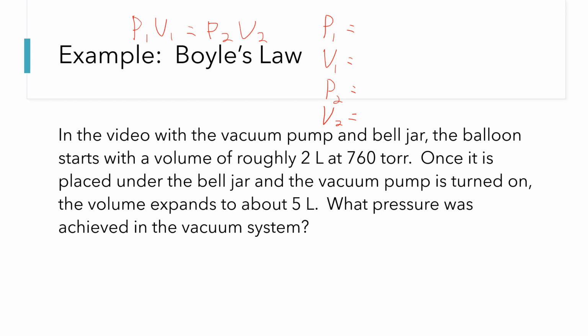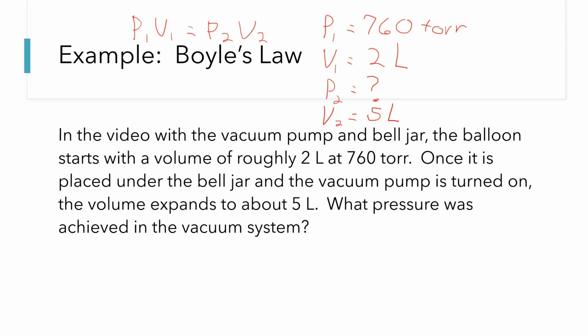So P1 would be the pressure initially. Well, it says initially our pressure is 760 torr, and our volume is originally estimated at 2 liters. After he reduces the pressure, well, there's not a pressure gauge on there, so we really don't know what that final pressure is, but we're estimating that the volume of the balloon in the end is about 5 liters.